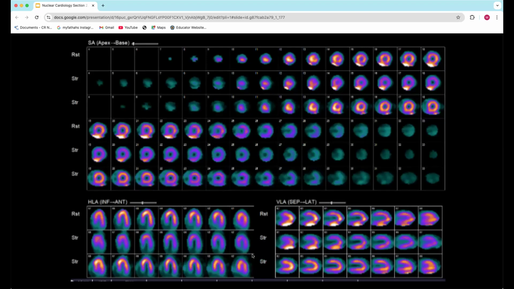Okay, I want to get to this one because this is where we kind of talk about doing what's right and correcting the problem, okay? So our top line here is the rest, and then we have two separate stresses underneath. So this tech did the resting scan. I'm gonna guess this was done right away because of the gut uptake. I found this one, I'm not sure who did it, so I didn't talk to the tech.